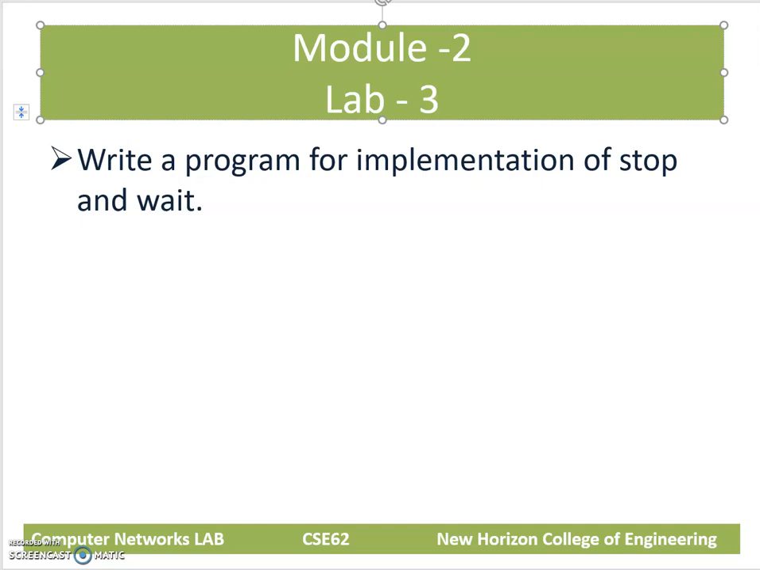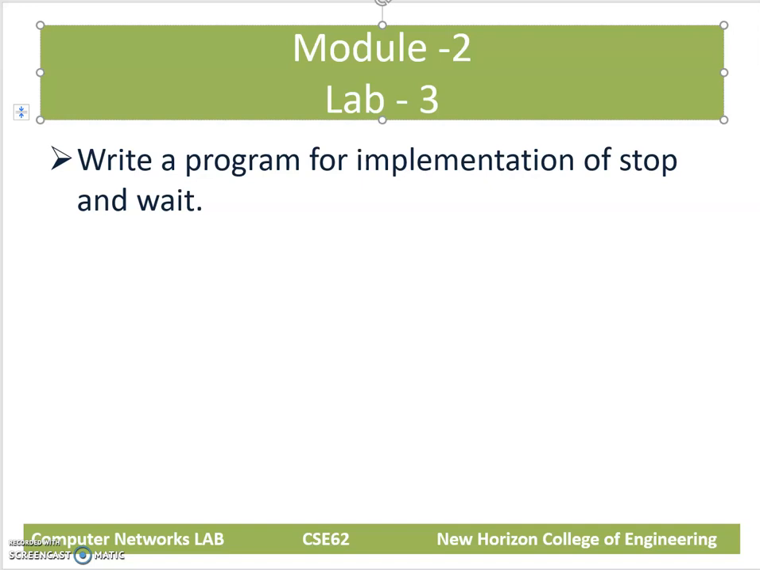So module 2 lab 3 experiment: write a program for implementation of stop and wait. Stop and wait is a protocol which is used to transmit data between sender and receiver effectively. First the sender sends the packet to the receiver, then it waits for an acknowledgement from the receiver. Once it has received the acknowledgement, only then will it transmit the next packet.